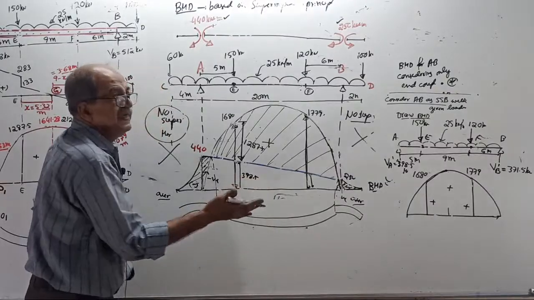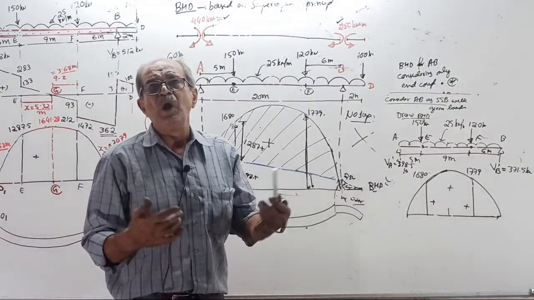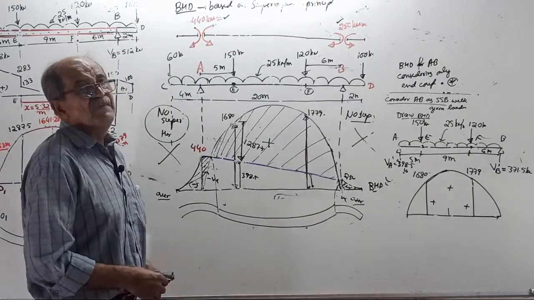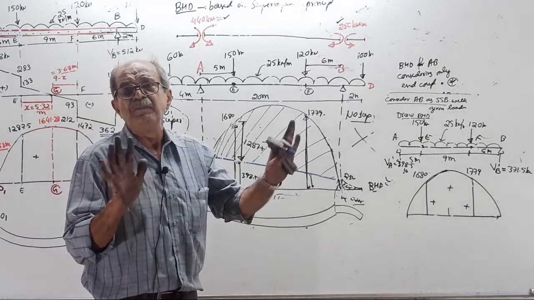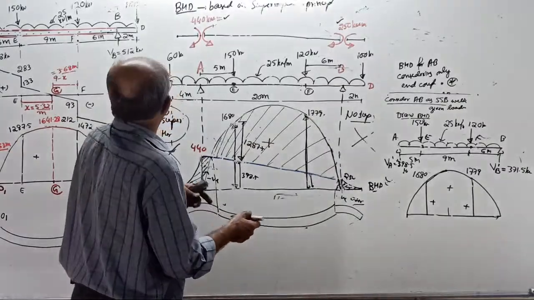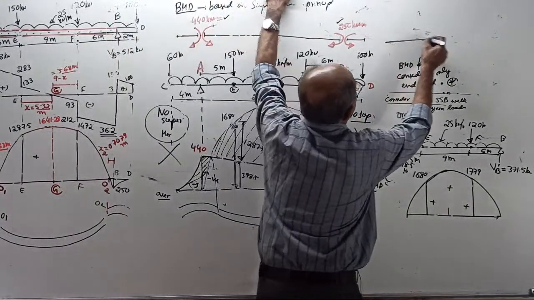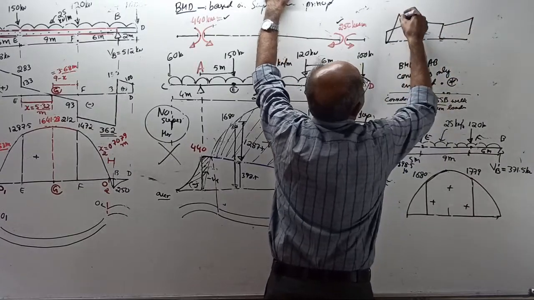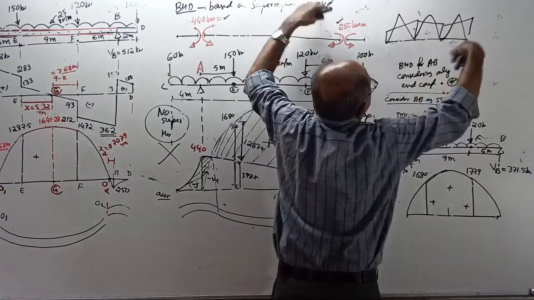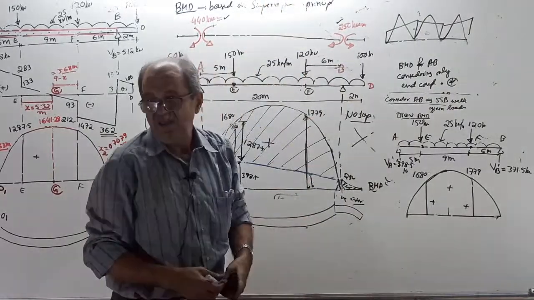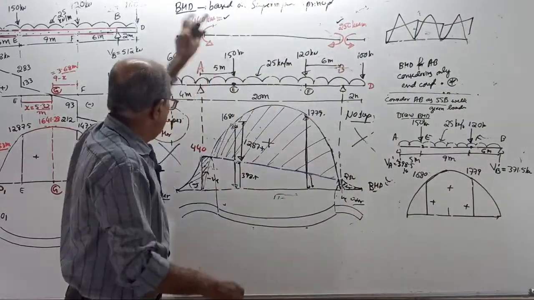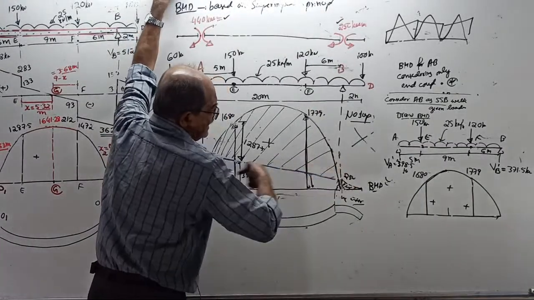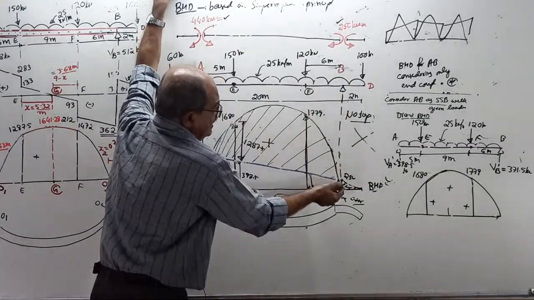392.5. Why do you want superimposing? Draw the correct BMD only. From an examination point of view, superimposing is academic. See, how fast over? This ordinate, from 440 it is 250 for 20. From that side, if you come by 6 meter, it will increase.